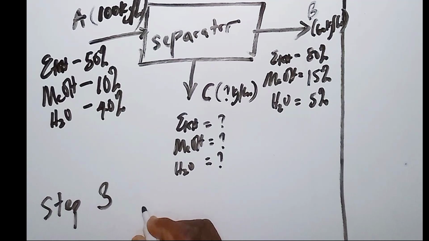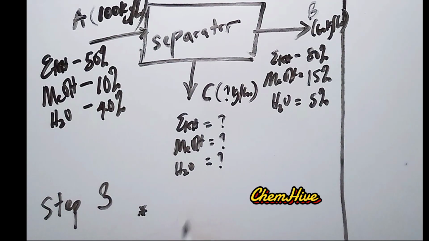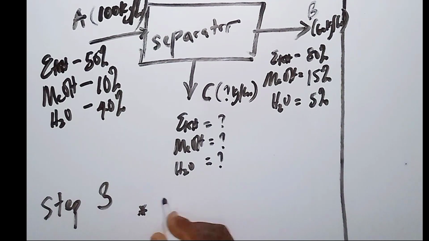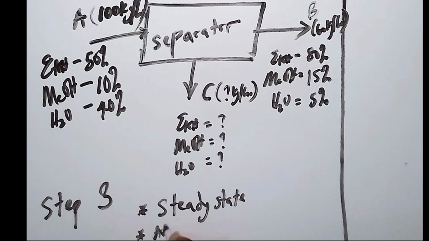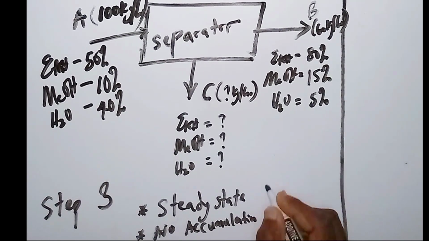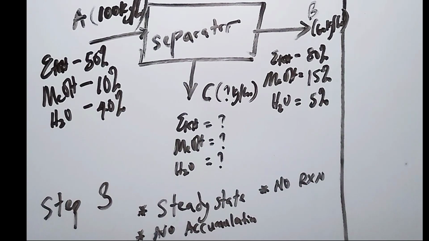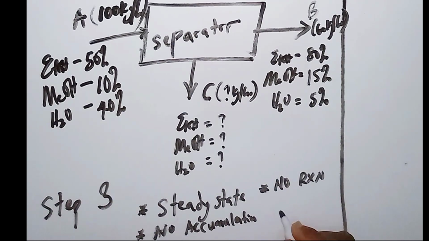The condition of this system is that it is a separator and it's at steady state. Secondly, there is no accumulation. And one important thing is that there is no reaction. Remember, from our general material balance equation, we are dealing with material balance with no reaction, so there is no consumption or generation.